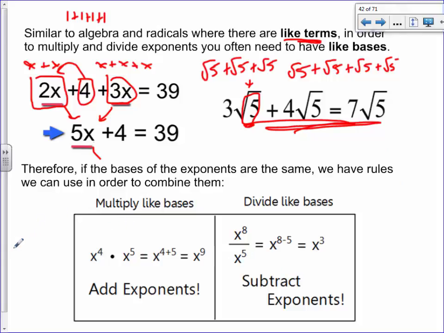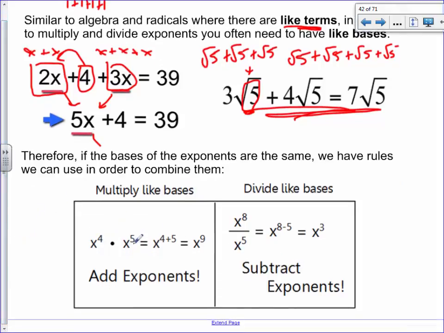Today then, we're going to work on how to deal with this if we've got exponents. Very, very similar rules apply in that you have to have something called like bases. If the base of the exponent is the same, there's a whole bunch of rules that we can use for simplifying. Again, remember what our unit is.